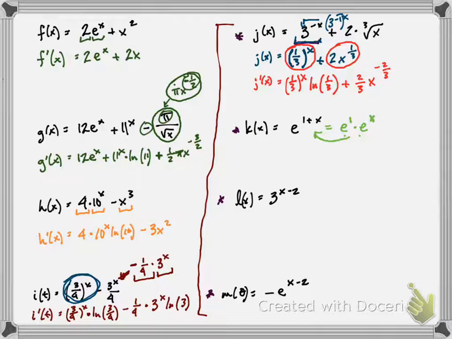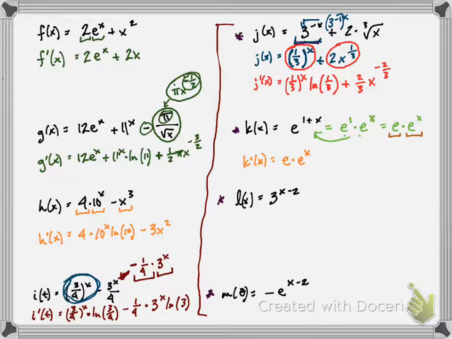So, if you think about this, this is the same as e times e to the x. This is your constant out in front. That's your constant. That's the function that has to get derived, e to the x. We know what the derivative of e to the x is already, so let's derive it. K prime of x is going to be equal to e times e to the x.